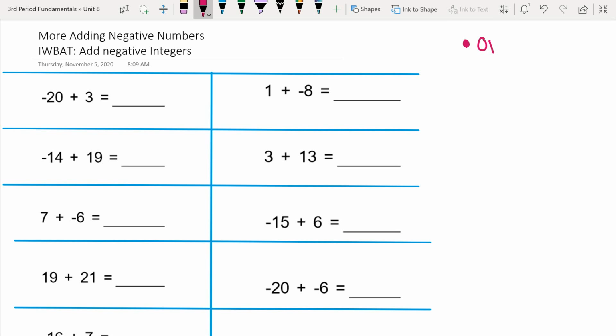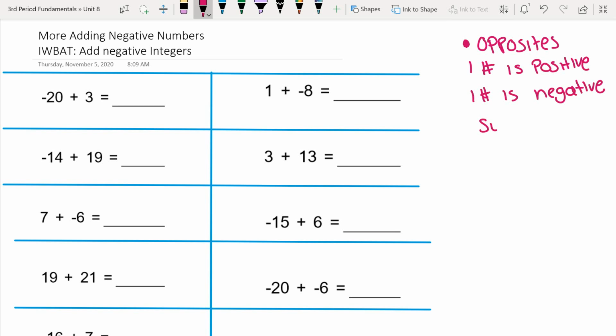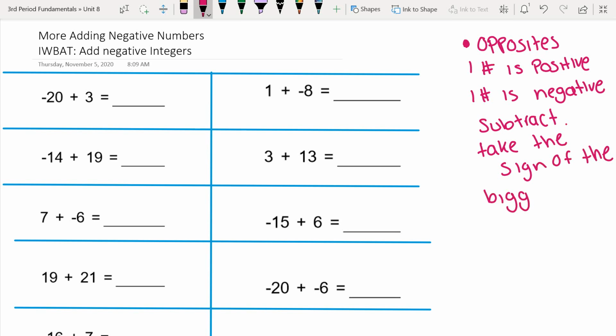Now, if you have opposites, meaning one number is positive and one number is negative, what I want you to do to try to solve the problem is just subtract. And then take the sign of the bigger number. I'm using this number sign, it's kind of like a hashtag. So this is one mental math strategy that we had practiced.